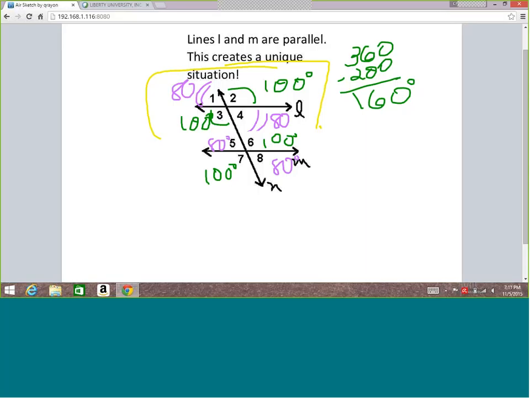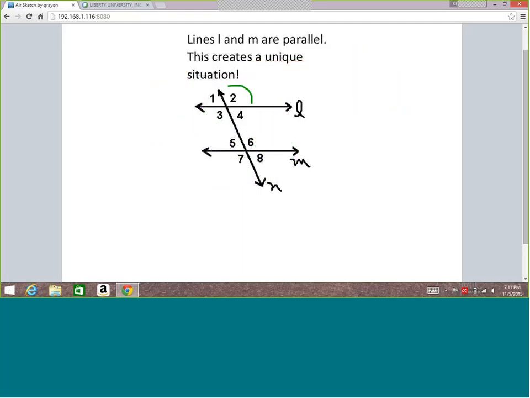So if you notice, we actually have the 80-degree angles are all equal to each other. The 100-degree angles are all equal to each other. Okay, so what happens is that angle 2, angle 3, angle 6, and angle 7 are 4 angles that are exactly the same measure. And also then angles 1, 4, 5, and 8 are the other 4 angles that are exactly the same measure.